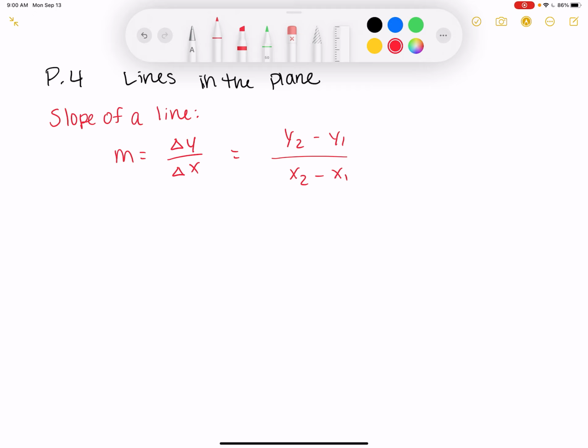And then just a little note about that. If the line is vertical, then x1 is equal to x2, and the slope is undefined, because that would make the denominator 0.